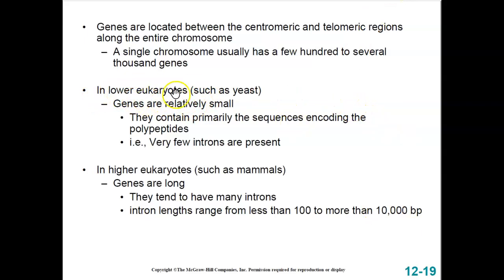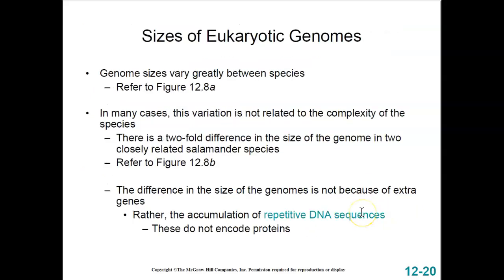And in lower eukaryotes, and when we say lower, these are simple organisms like yeast, maybe blue-green algae, the genes are pretty small because those genes are still, we consider, very primitive. Very few introns. So primitive genomes, you don't see a lot of intronic DNA. Now in higher eukaryotes, mammals, vertebrates in general, genes are very long. They tend to have many introns, and those introns have variable length from 100 base pairs to 10,000 base pairs.